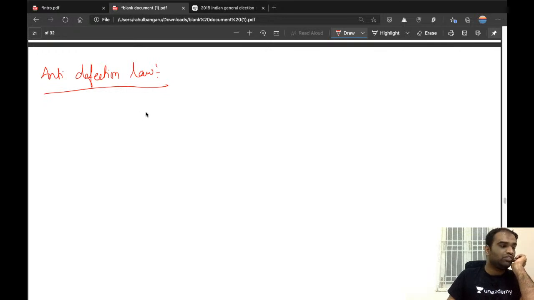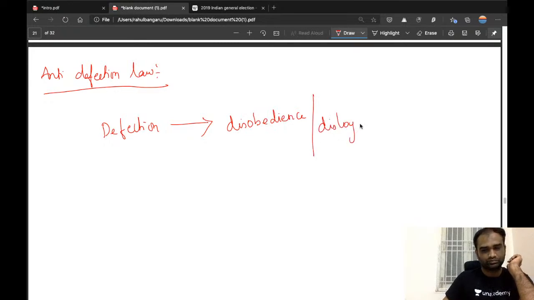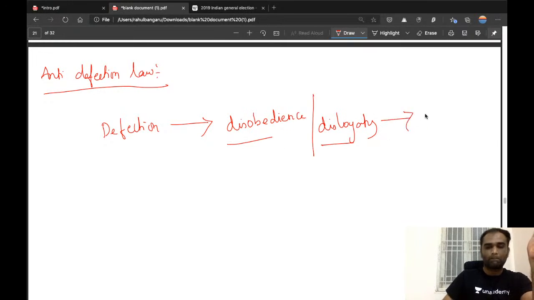See here, everyone. In anti-defection law, what is the meaning of defection? Defection means disobedience or disloyalty. Now, disobedience and disloyalty with respect to whom? Disobedience and disloyalty to political parties. So defection is nothing but an MP showing disobedience as well as disloyalty to his political party. The purpose of this anti-defection law is to curb this disobedient as well as disloyal attitude towards their own political party.